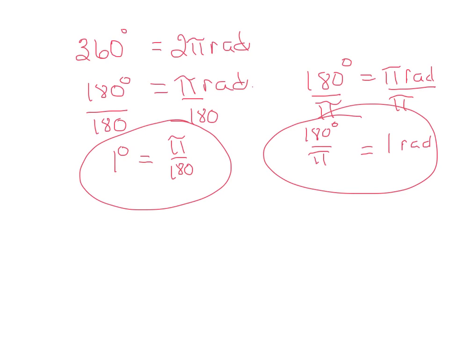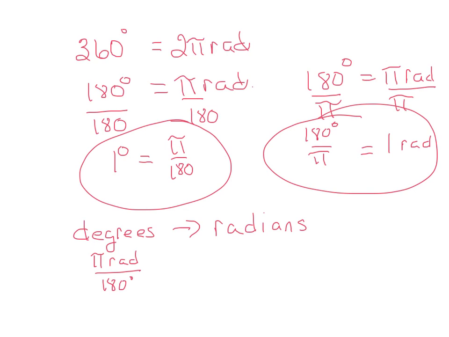Think about what you've done in chemistry. If we're going to go from degrees to radians, we want to end up with radians, so we're going to multiply by pi. And really, you don't have to put the radians, but it's pi radians over 180 degrees. We're trying to get rid of degrees, so degrees goes in the bottom.